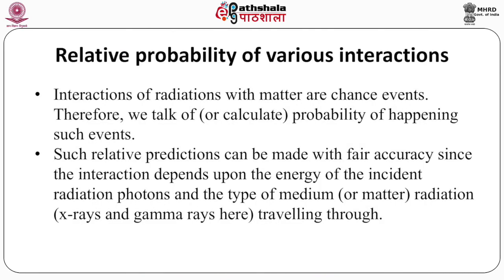Relative probability of various interactions. Interactions of radiations with matter are chance events. Therefore, we talk or calculate probability of happening such events. Such relative predictions can be made with fair accuracy, since the interaction depends upon the energy of the incident radiation photons and the type of medium or matter radiation is travelling through.